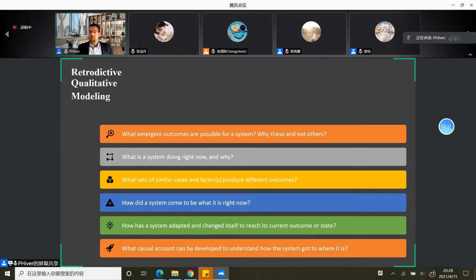So here are just a few questions, the kind of broad research questions we can ask using RQM. For example, what are emergent outcomes that are possible for a system? What is the system doing right now? What kinds of factors produce different outcomes for a system? How did a system come to be what it is right now? How did a system adapt and change to reach its current state, etc.?